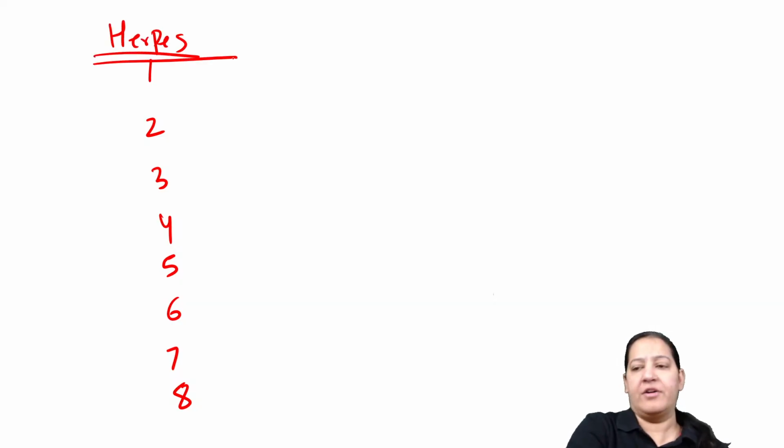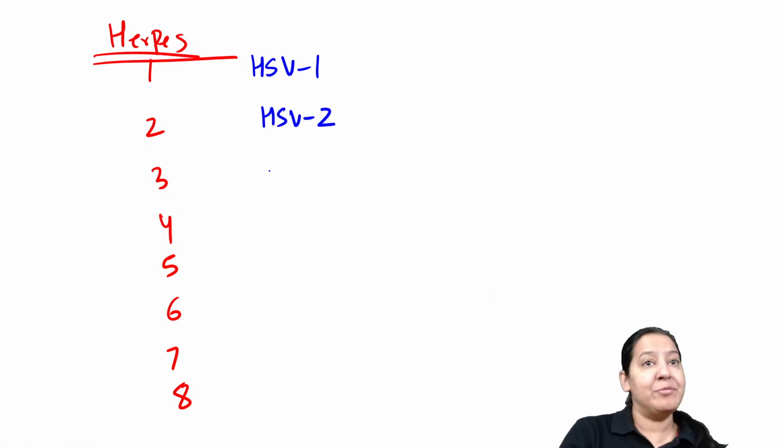Who will tell me the other names? Would you like to try? Pankaj, Lavanya, anyone? Okay, Satish, you would like to help. Tell me the name of type 1. It is herpes simplex virus 1, HSV 1. What is type 2? It is HSV 2, herpes simplex virus 2. What is type 3? It is VZ, varicella zoster virus.